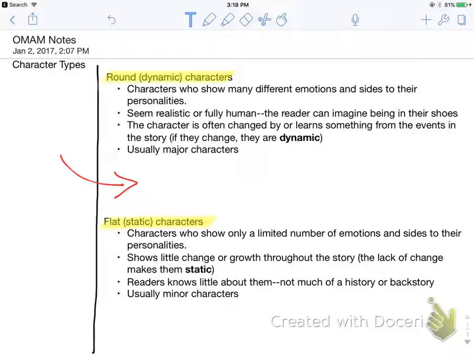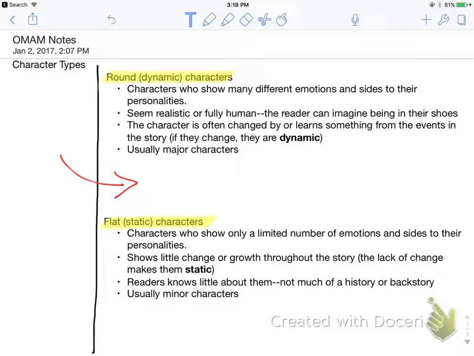The readers don't really get to know very much about them. They don't have much of a history, they don't have much of a backstory. The information we have for them is really limited. So these are usually minor characters. You might see them once at the beginning or somewhere in the middle, and then they never show up again. So those are just flat characters, don't know much about them.